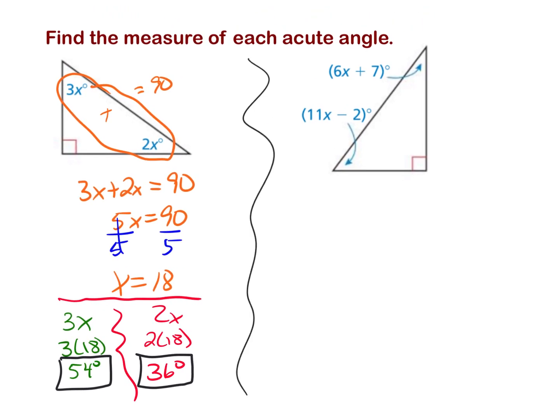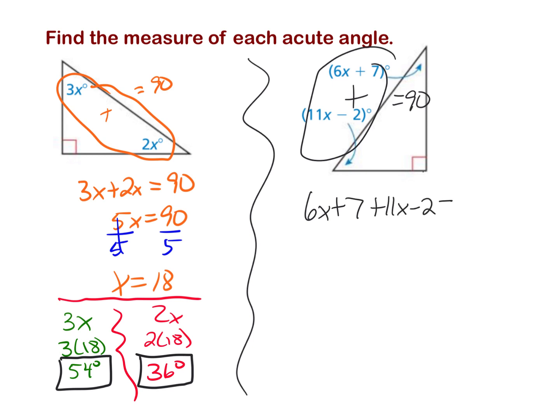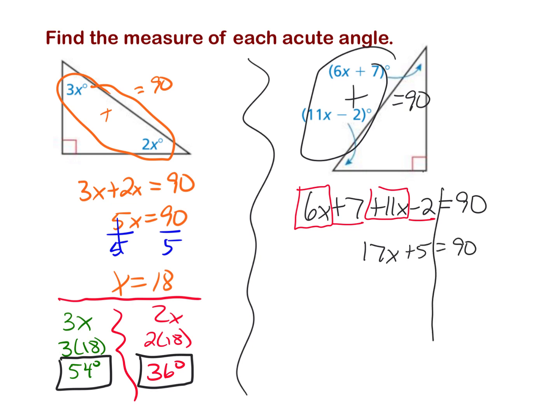All right, last one. Same thing, I have a right triangle. So that means that these two have to add together to equal 90. So I'm going to say 6x plus 7 plus 11x minus 2 equals 90 degrees. So it's going to be 6x and 11x that are combining, and then a 7 and a negative 2. 6x plus 11x is 17x. 7 minus 2 is 5. Draw my line. Now we'll subtract the 5 to bring it away from the x. 17x is equal to 85.